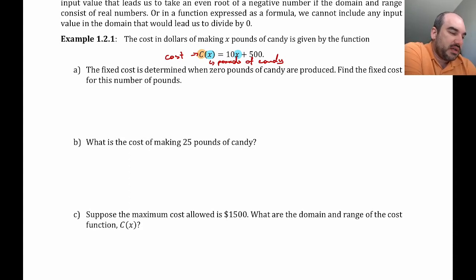Part A says the fixed cost is determined when 0 pounds of candy are produced. Find the fixed cost for this number of pounds. So the question here tells us that we are producing 0 pounds of candy. That should be blue because that's talking about inputs. And that's going to tell us the fixed cost of manufacturing candy, without manufacturing any.